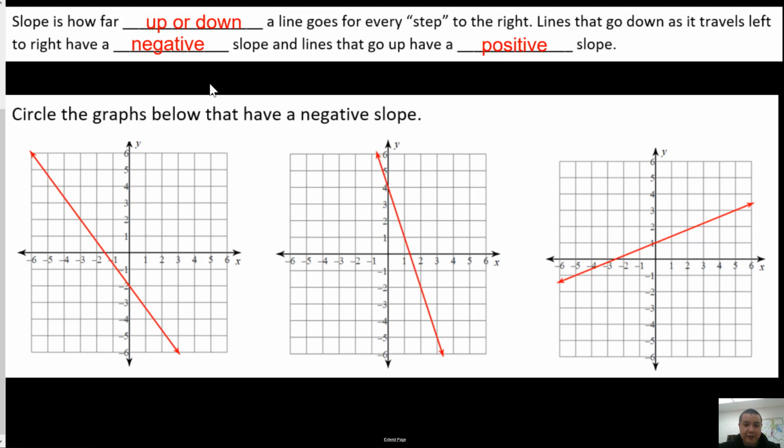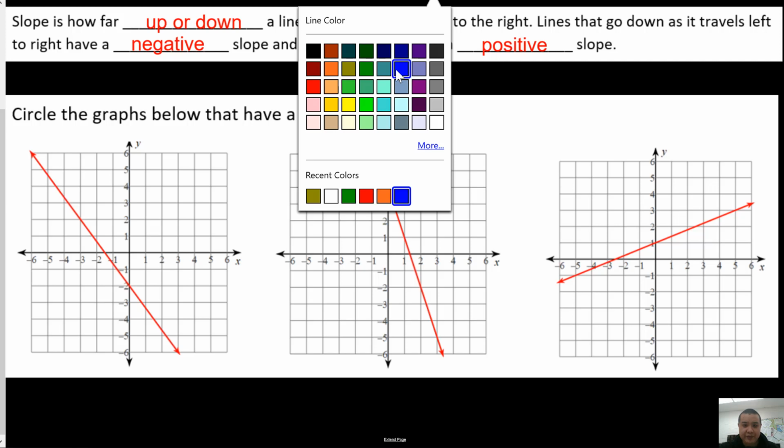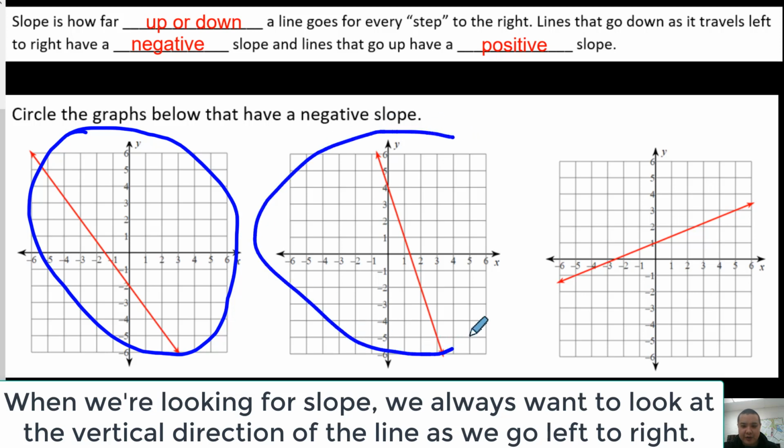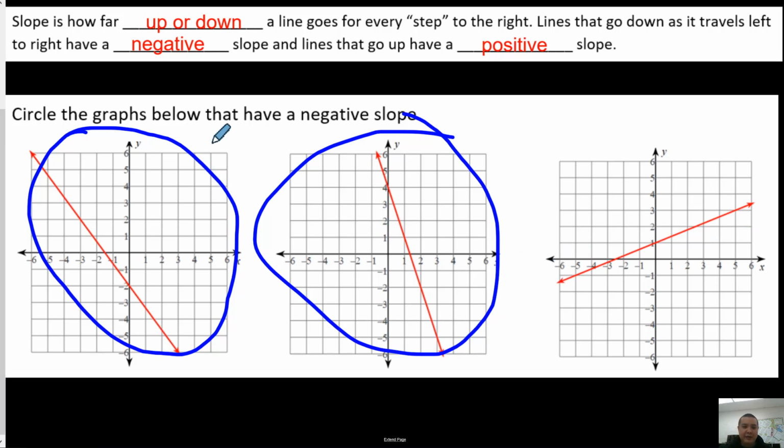So here, this one right here has a negative slope because it goes downwards as we go left to right. This one has a negative slope because it goes downwards as we go left to right. This one goes upwards, so this one has a positive slope. So m is negative for these two, and m is positive for this last third one.